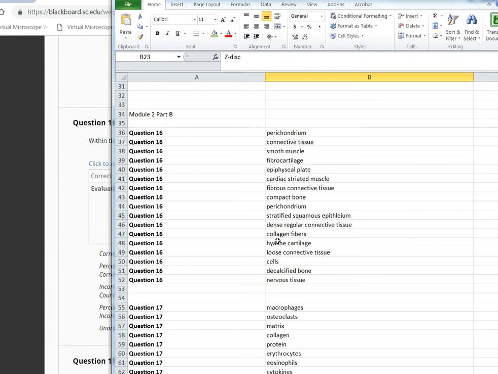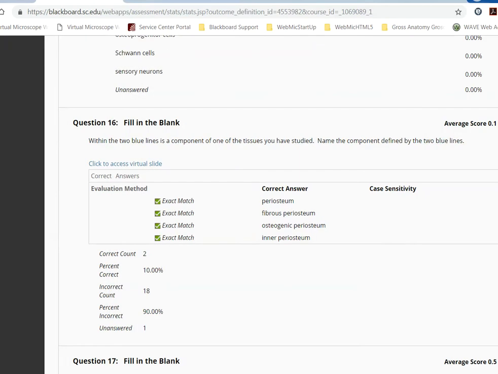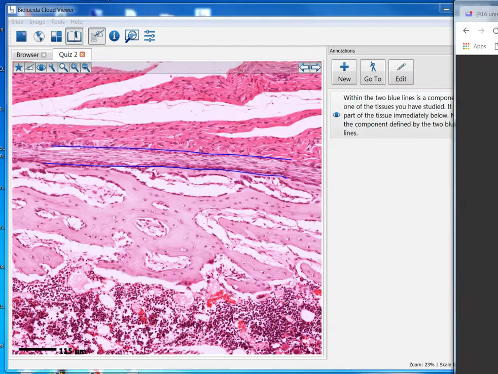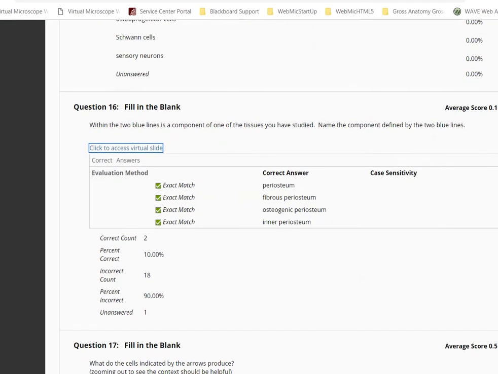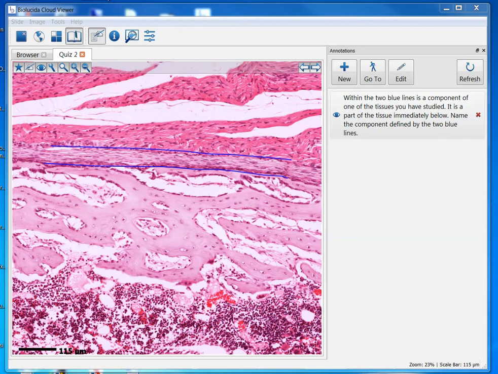Dense regular connective tissue, well, you could make a case for that, but we wanted a specific component of that tissue, and that was periosteum. Collagen fibers, hyaline cartilage, loose connective tissue, cells, decalcified nervous system. Okay, let's go to the specimen now and take a look at it. Only 10% of the class got this correct, which is rather surprising, but it's true.